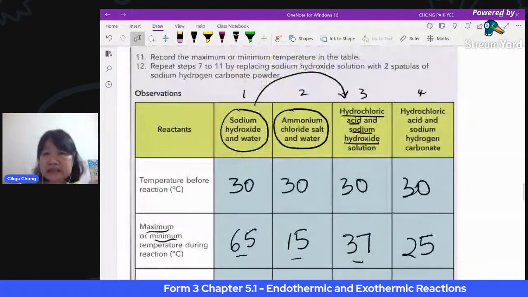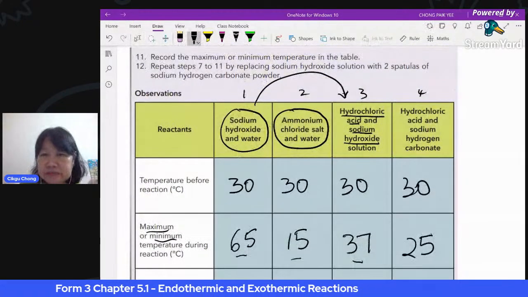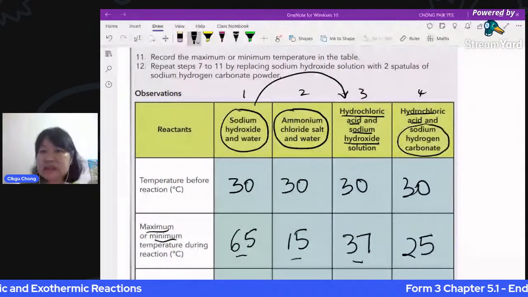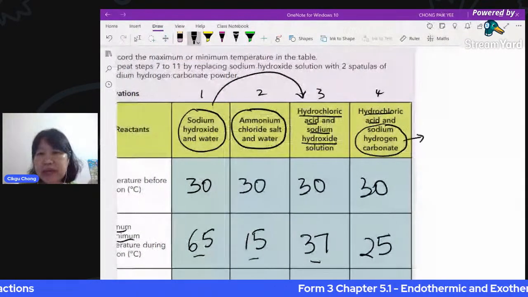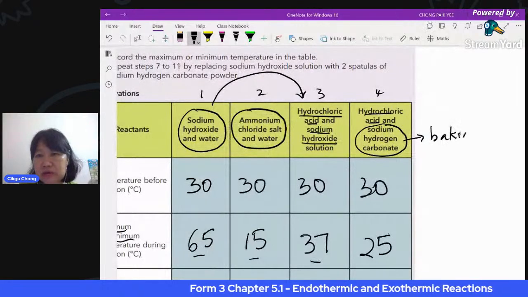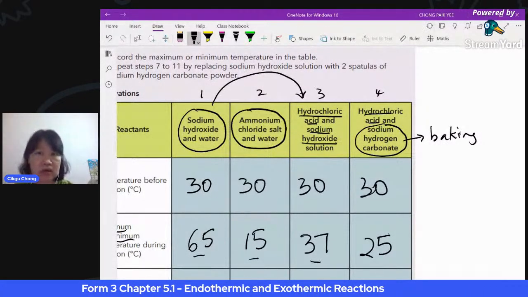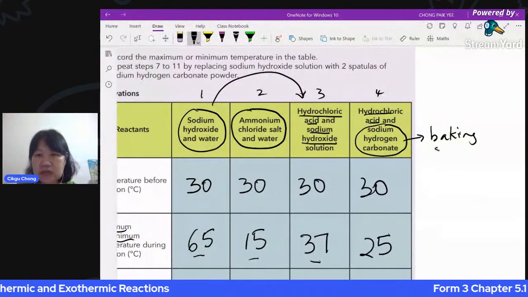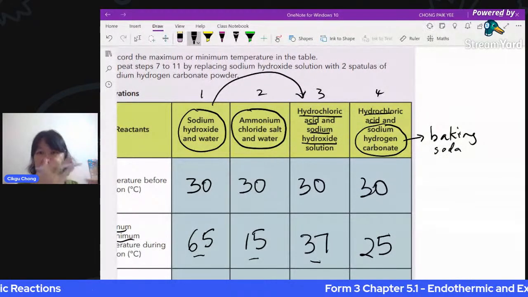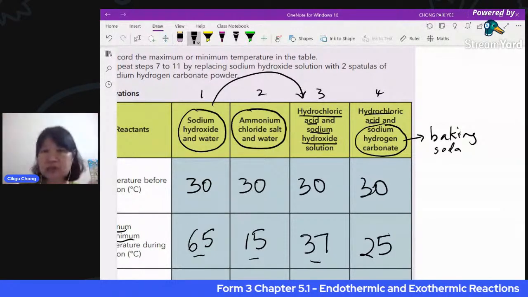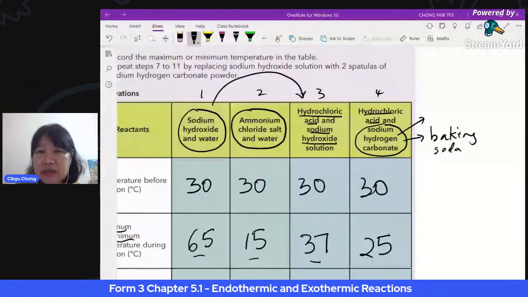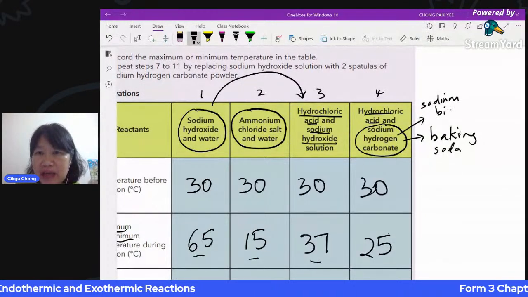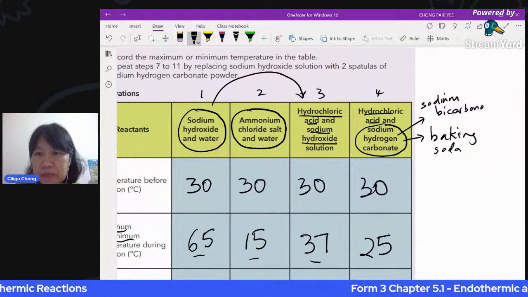And then lastly, hydrochloric acid. The next one, you take acid and you use sodium hydrogen carbonate. This is the chemical name for baking soda. You use baking soda for baking your cakes, sometimes for donuts also. Baking soda will make the flour rise. So this is sodium hydrogen carbonate. You can jot down that another name is sodium bicarbonate, which is the same thing.